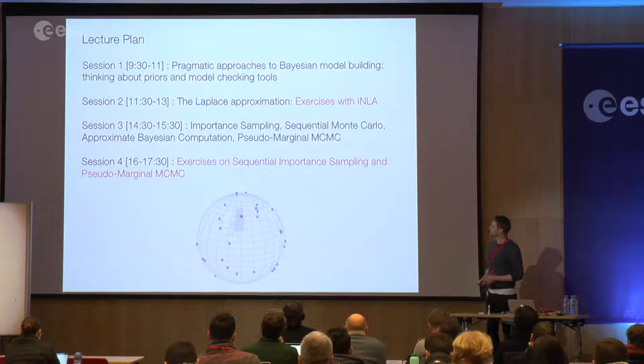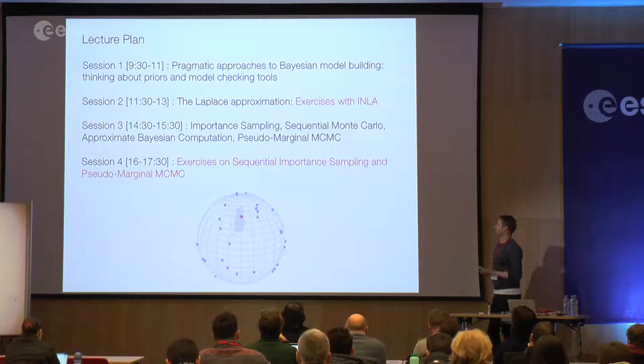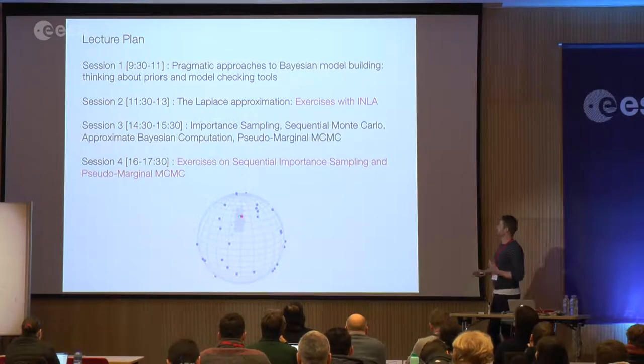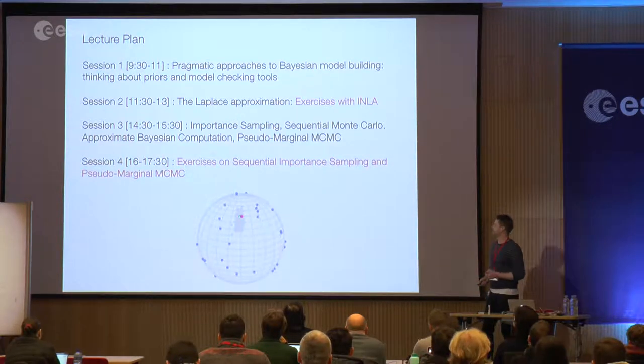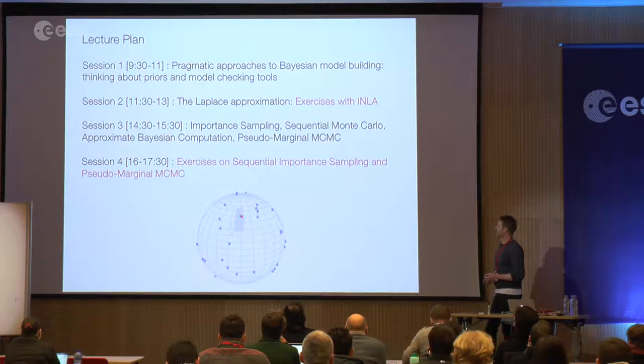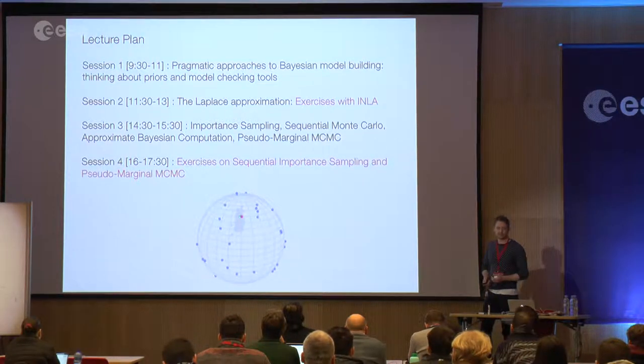So after lunch, I will go on to some advanced topics in Bayesian computation, where we'll look at importance sampling, sequential Monte Carlo methods, the approximate Bayesian computation I mentioned, and another algorithm called the pseudo-marginal MCMC algorithm. I'll cover those quite quickly, but then in the final afternoon session, we'll go back over them with a series of practical exercises.